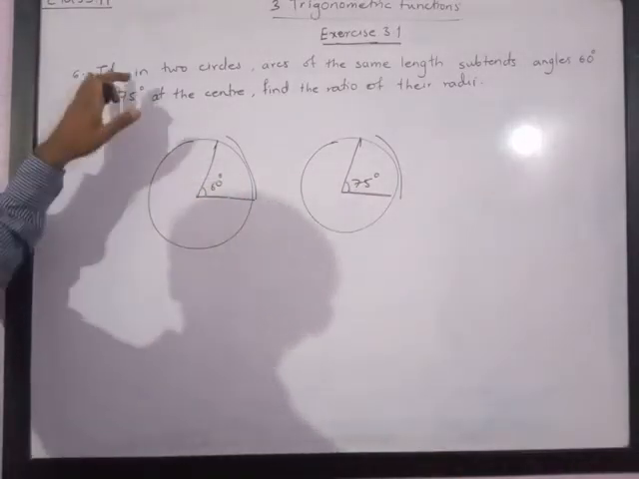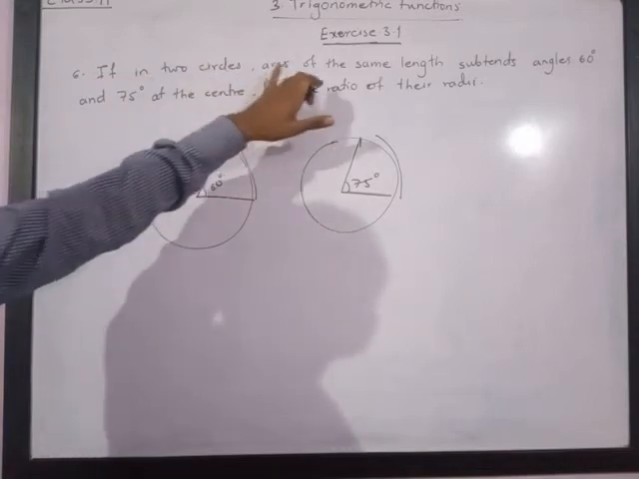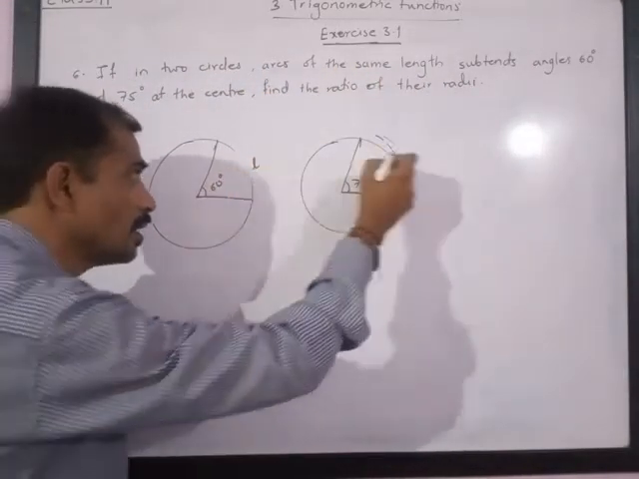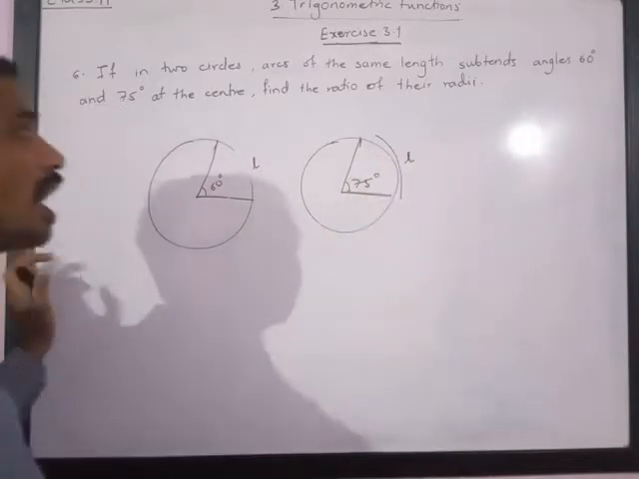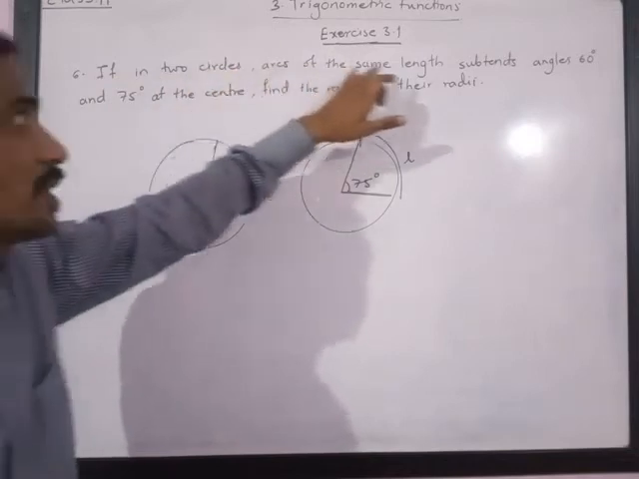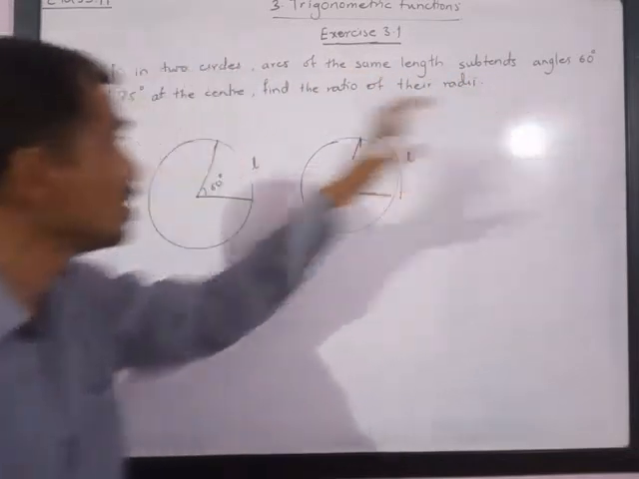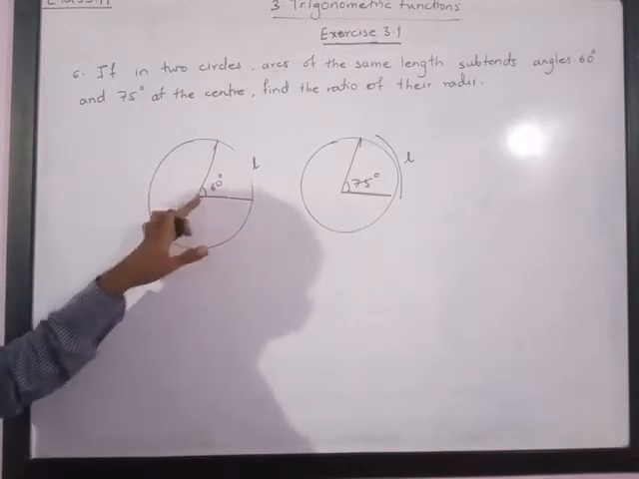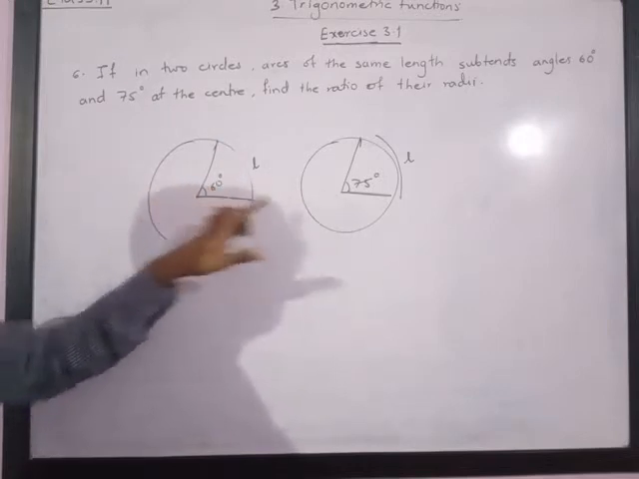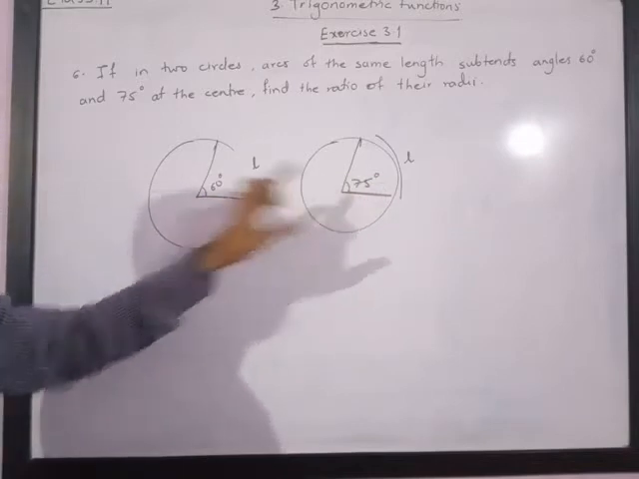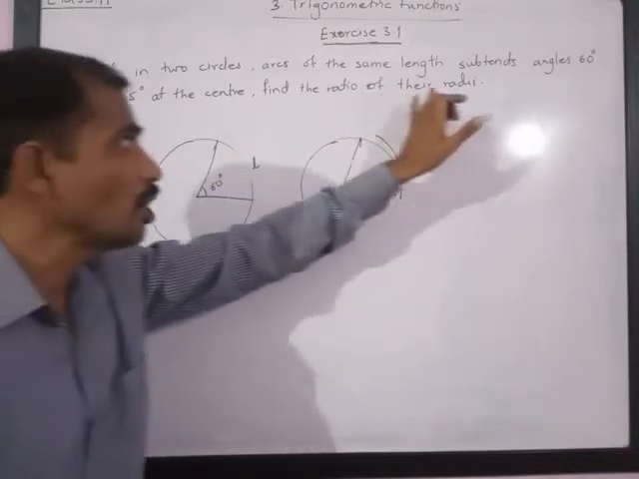Try to understand. If in two circles arcs of the same length, if L is the length of the arc, then L is the length of the other arc of the other circle as well. So if in two circles arcs of the same length subtend angles 60 degrees and 75 degrees at the center, for one circle it subtends 60 degrees, for the other circle it subtends 75 degrees at the center of the circle. Find the ratio of their radii.